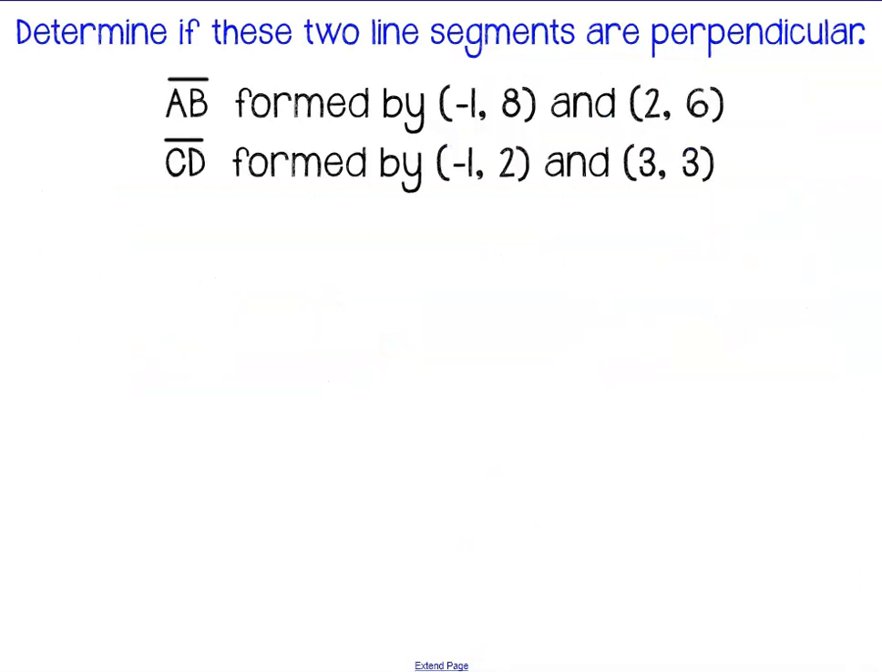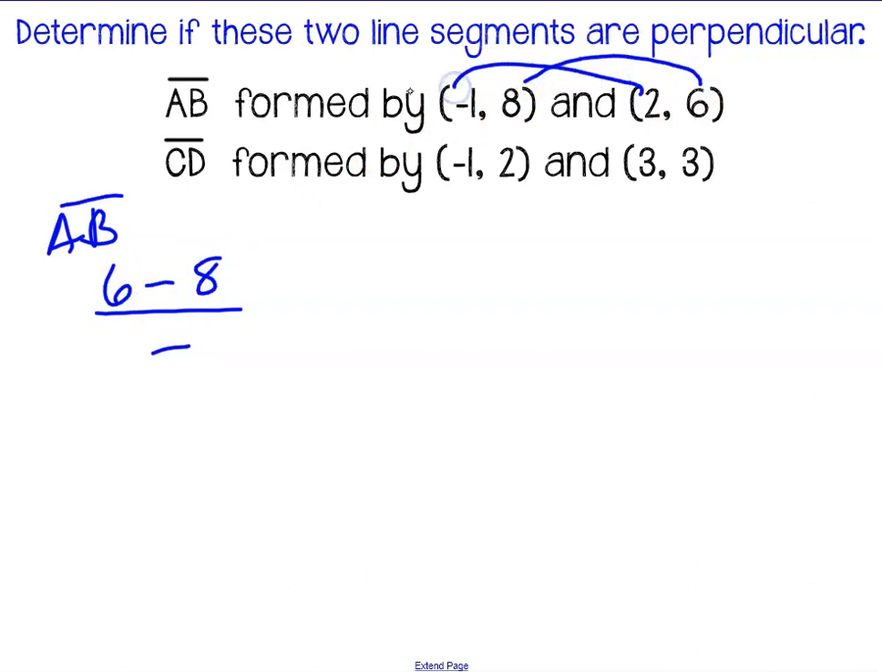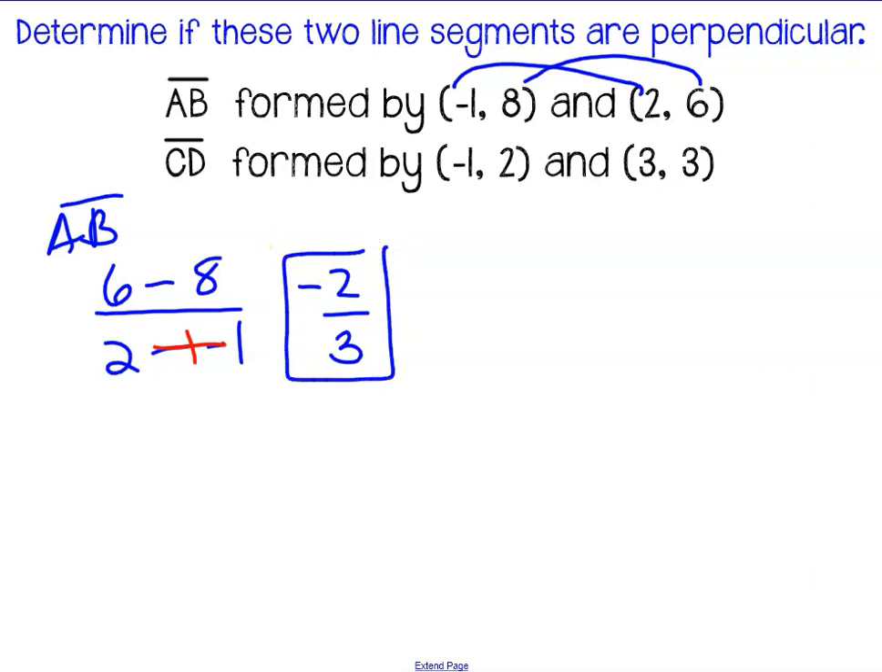All right, let's try that again. Are AB and CD perpendicular to each other? So let's find the slope of AB. Segment AB would be 6 minus 8, y2 minus y1, over x2 minus x1. And don't forget, if you ever have a minus and a negative or two signs in a row like this, you can make that one large positive sign. 6 minus 8 is -2, and 2 plus 1 is 3. So the slope of AB is -2/3.